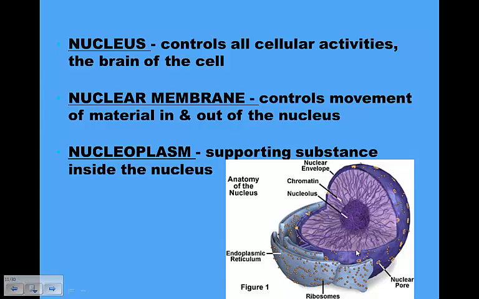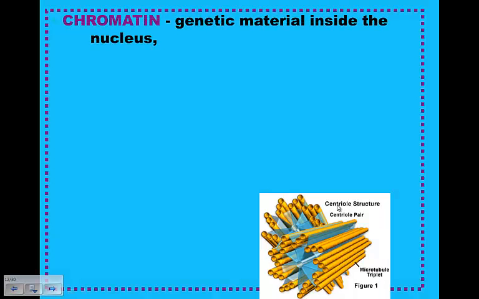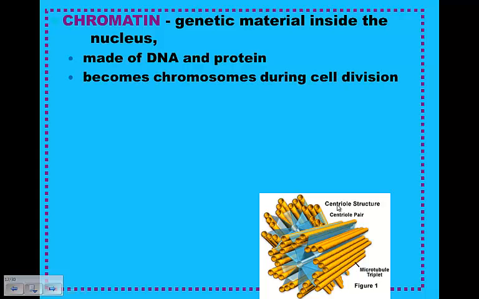Now, just like we have cytoplasm within the cell, we have nucleoplasm within the nucleus. And that's the supporting substance. So, the chromatin is the genetic material that's inside the nucleus. It's made up of DNA and protein. And if we were looking to put a name to what it looks like, it kind of looks like spaghetti all over the place. No real organization there. Now, very important though, because during the process of cell division, and we're going to hit that later on, it's the chromatin that becomes the chromosomes.